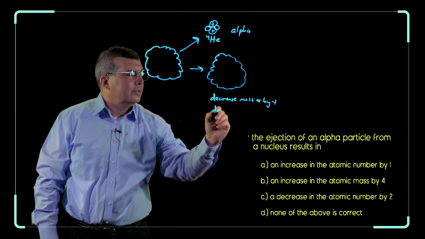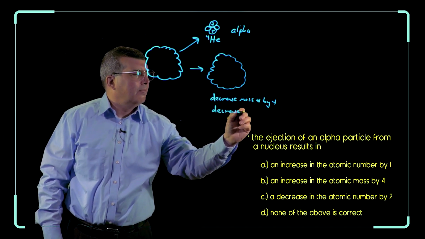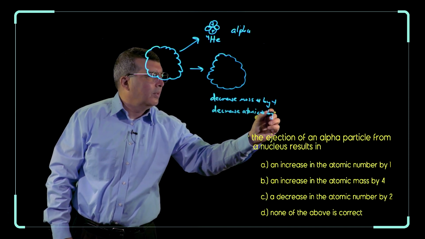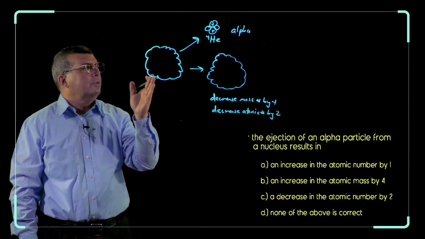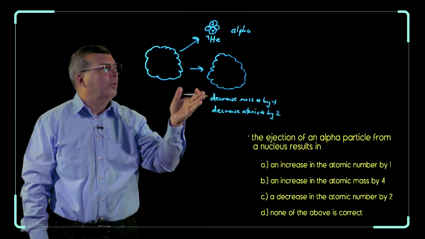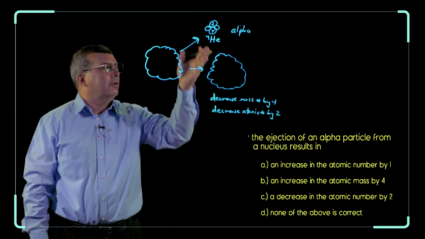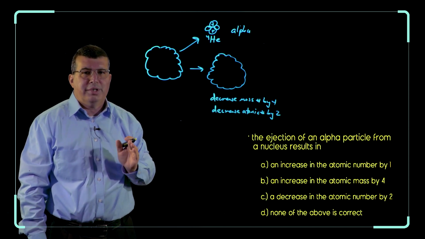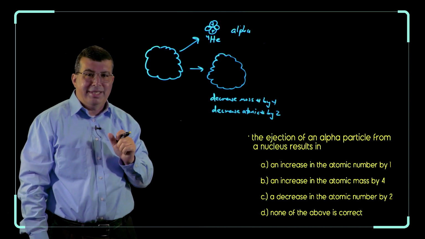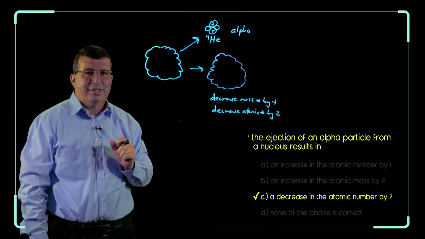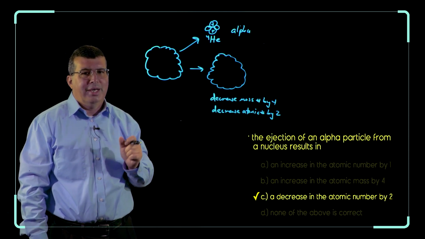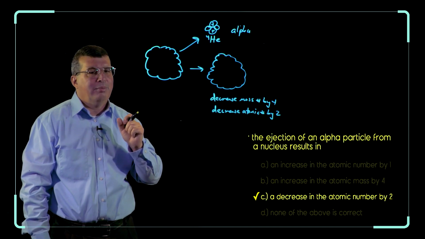So when this nucleus shoots out the helium-4, we lose 4 nucleons, which decreases our mass number by 4 and decreases our atomic number by 2 because we've removed 2 protons. So the only one of these that is an option given to you is C, a decrease in the atomic number by 2. So the ejection of an alpha particle from a nucleus results in a decrease in the atomic number by 2.